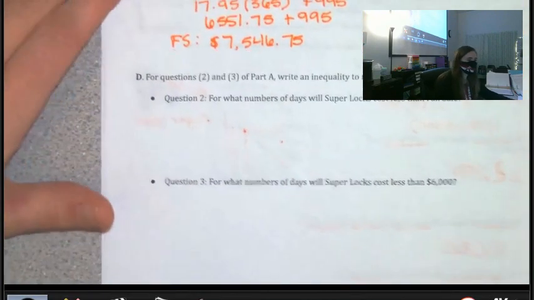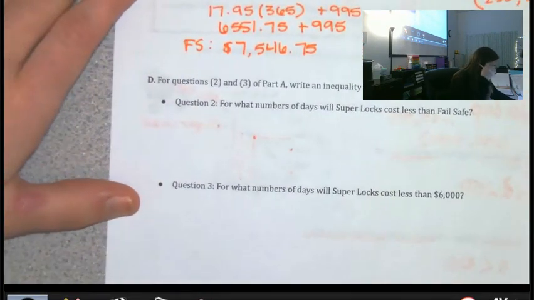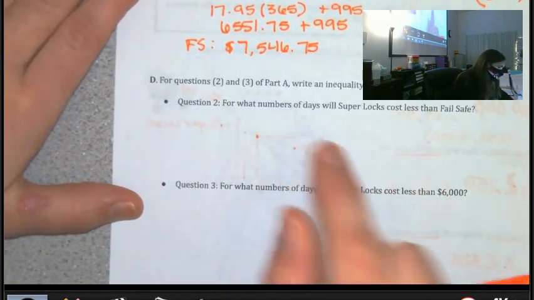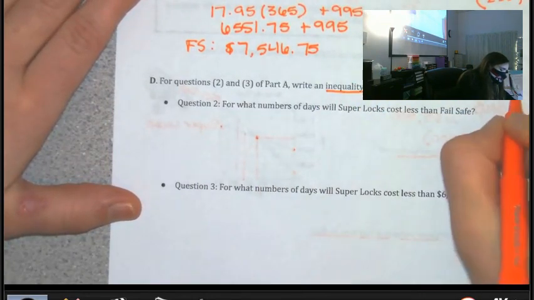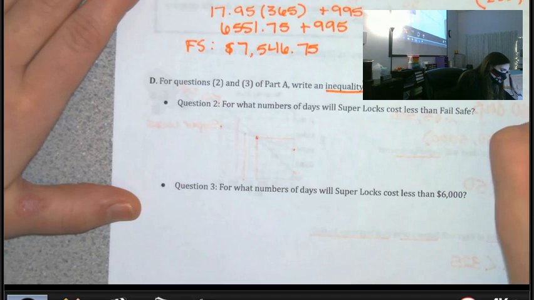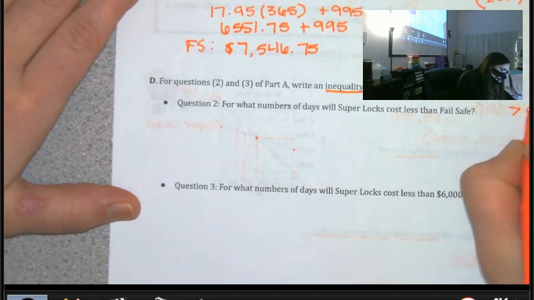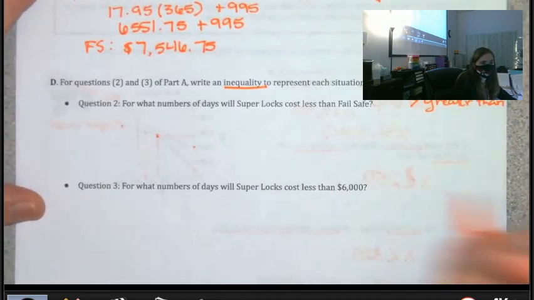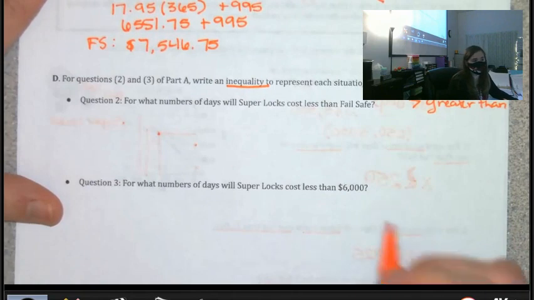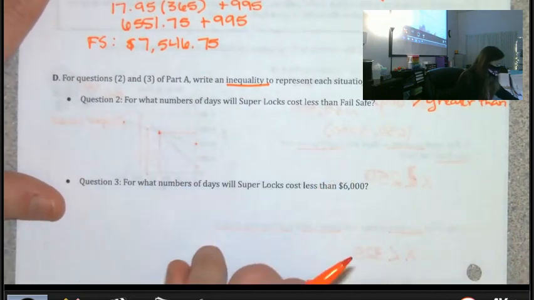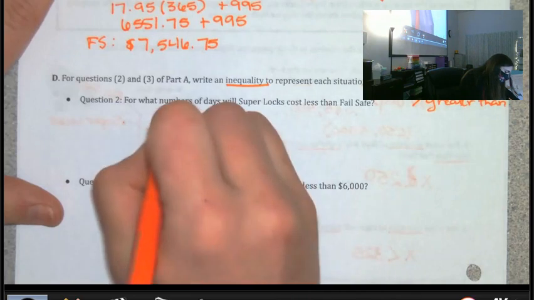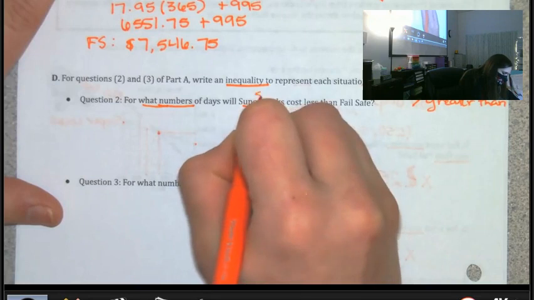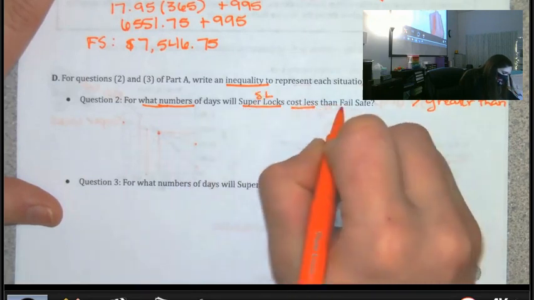All right. And the last one for our two companies here. So letter D for questions 2 and 3 from part A. Okay. And it's given it to us. We're going to write an inequality, which means we're going to write our less than and our greater than. Okay, we're going to write our less than or greater than to represent each situation. All right, we're going to do plenty of writing these later. All right, so for question number 2, for the number of days, what days will superlocks cost less than failsafe?